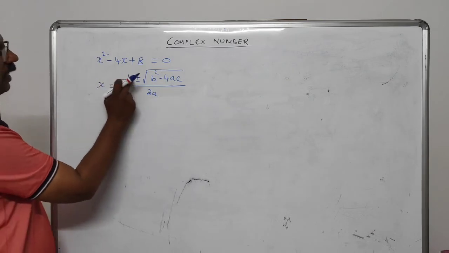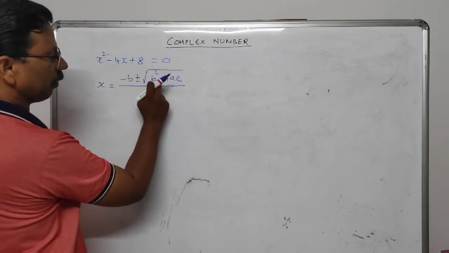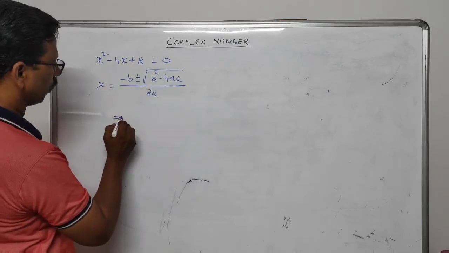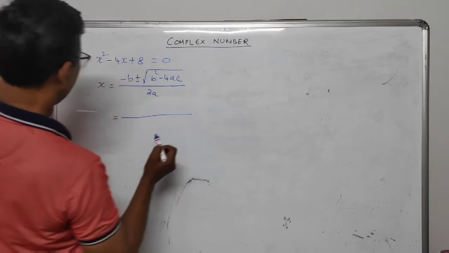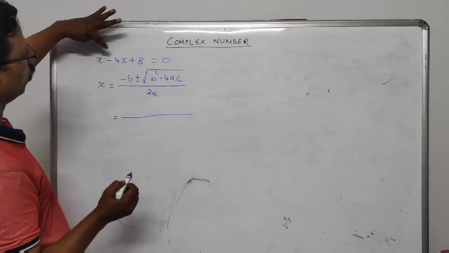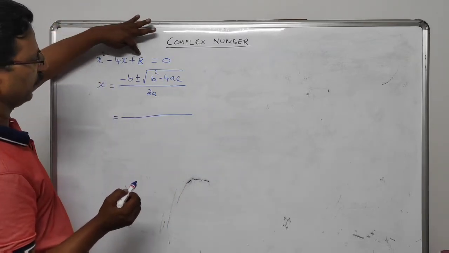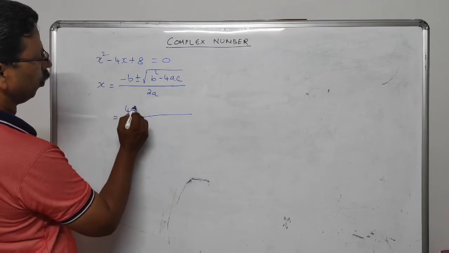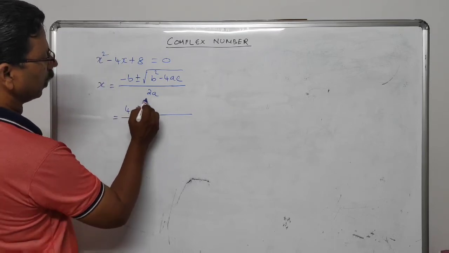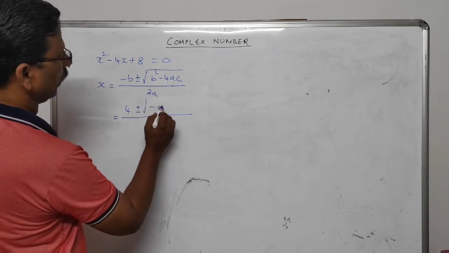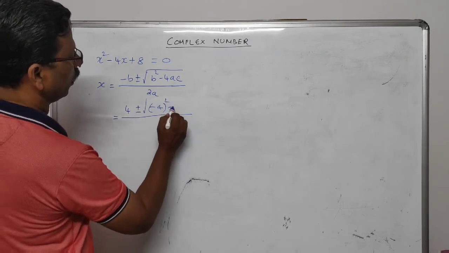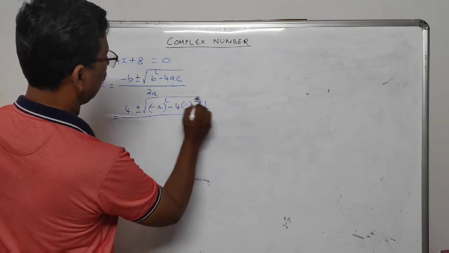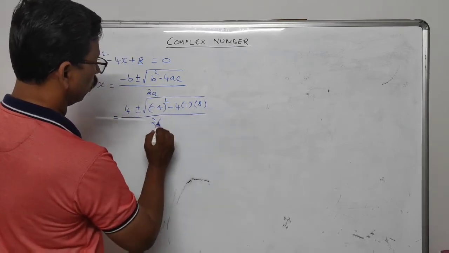x equal to minus b plus or minus root of b square minus 4ac by 2a. Now we can substitute these values one by one. Here a equal to 1, b equal to minus 4, c equal to 8. Now minus b means minus of minus 4 becomes plus 4, then plus or minus root of b square means minus 4 the whole square minus 4 into 1 into 8, divided by 2 into 1.